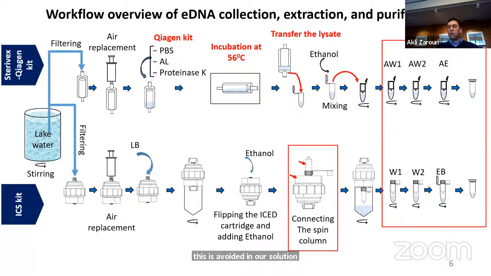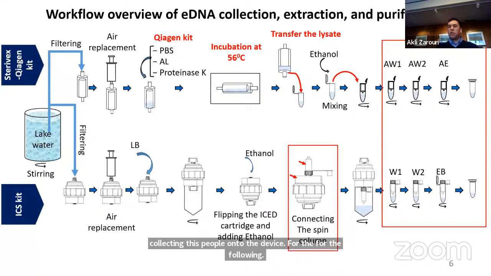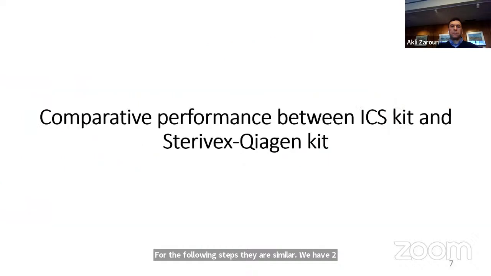For the following steps, they are similar. We have 2 washing steps, and we have 1 elution step. Let's take a look at a comparative performance between the ICS kit and the Sterivex Qiagen kit.